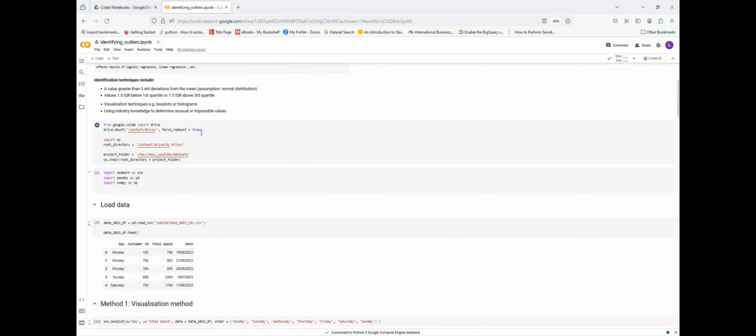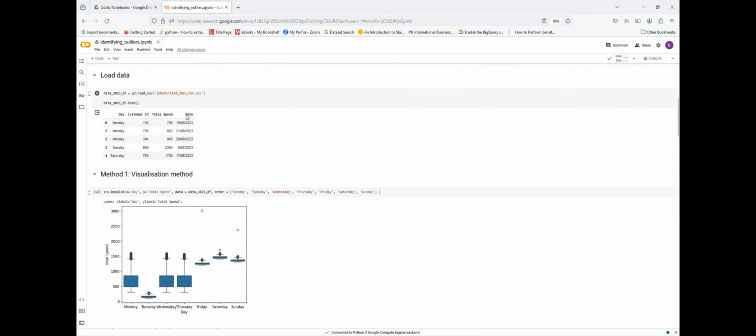Or you could draw a box plot or a histogram to see how your data points fall, and from there see where your unusually high and low values are. And of course, you could combine any of these with your industry knowledge to determine whether a value is impossible or whether it is possible but just very highly unusual. Okay, so how do we identify our outliers using a box plot and the IQR rule? Let's jump straight into it.